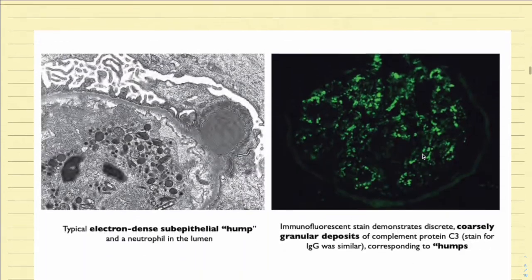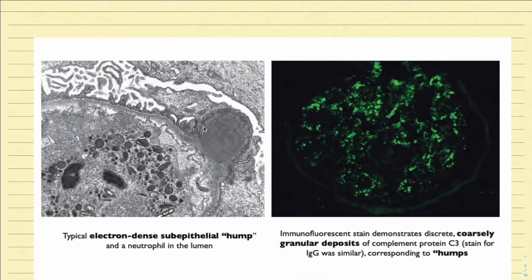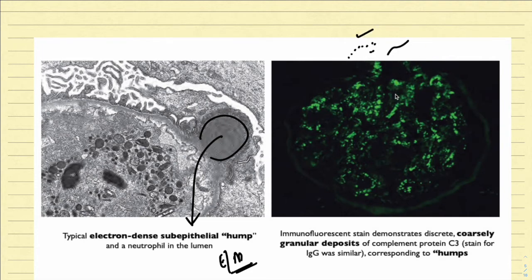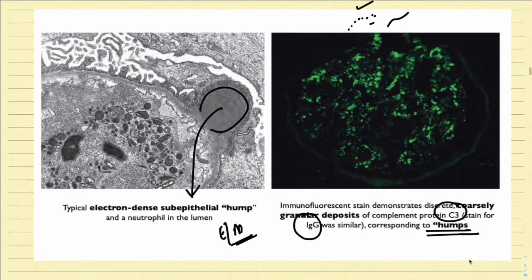Light microscopic feature: over here, there is a deposition of subepithelial humps. Subepithelial humps can be seen deposited by electron microscopy, and if you look at the deposits by immunofluorescence, classically these deposits are granular, dot dot, not in a straight line. These are the classical granular deposits, comprising C3 complement and IgG, and they correspond to the subepithelial humps that we see in post-streptococcal glomerulonephritis.